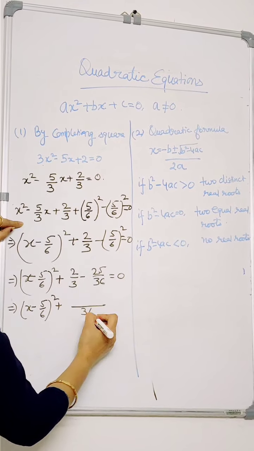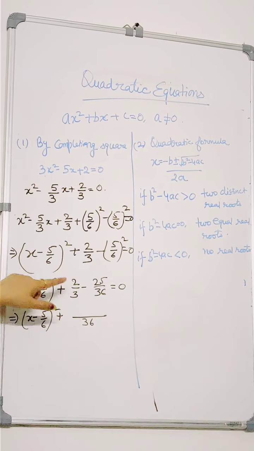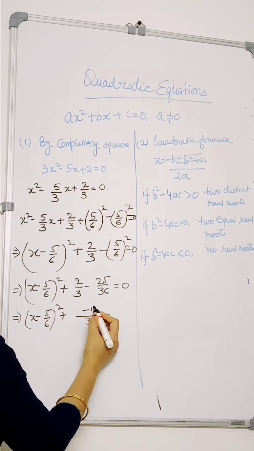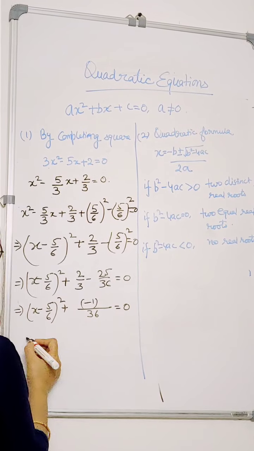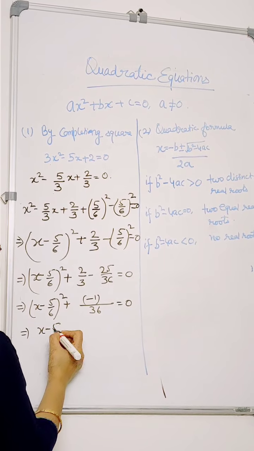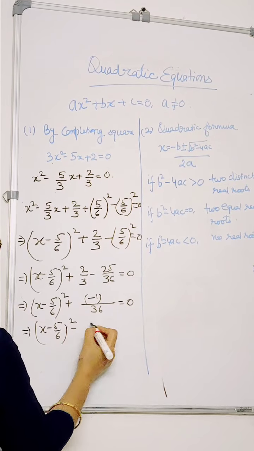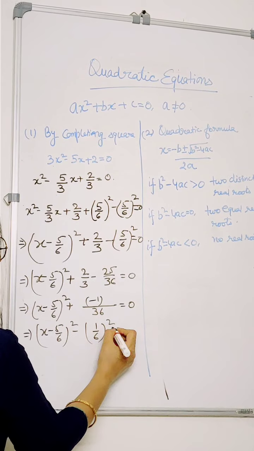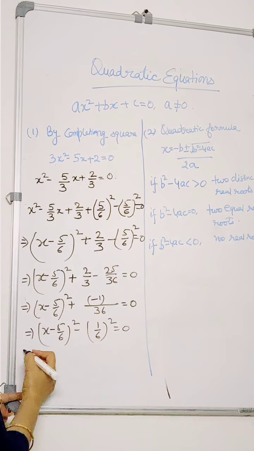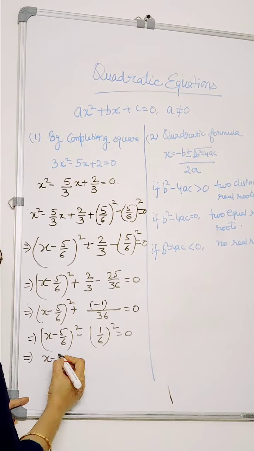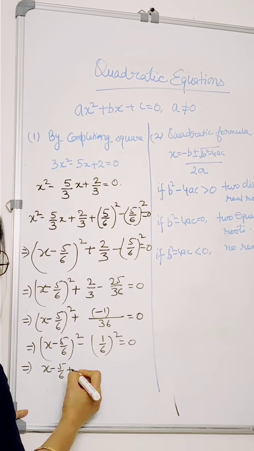36 is the LCM. Then 12 twos are 24, minus 25 is minus 1. Now it becomes x minus 5 upon 6 square minus 1 upon 6 square, which is in the form a square minus b square. It means a plus b into a minus b.